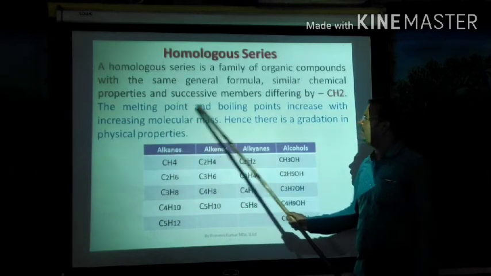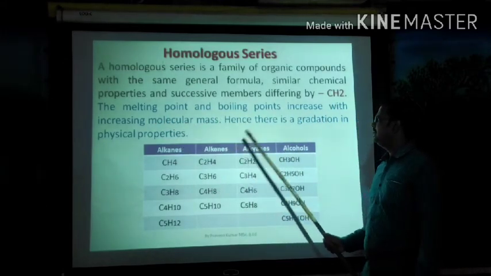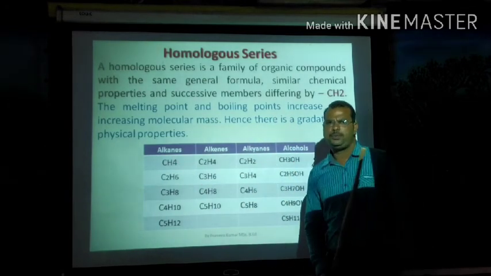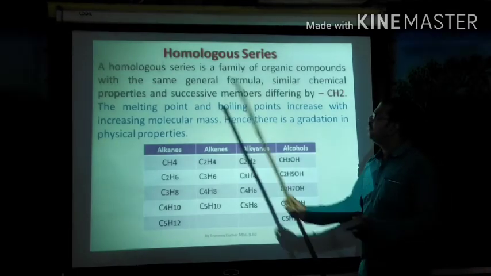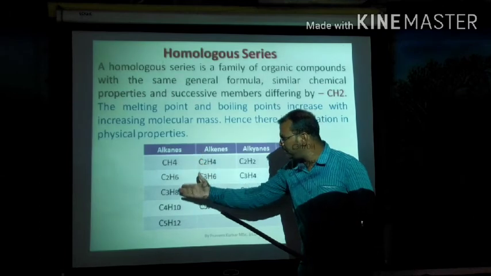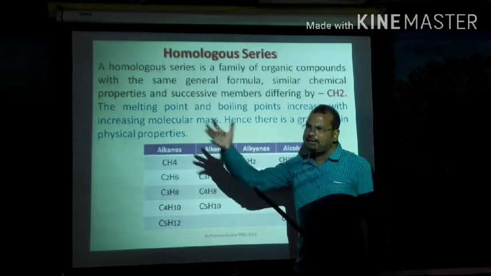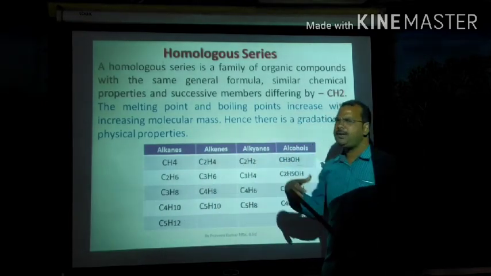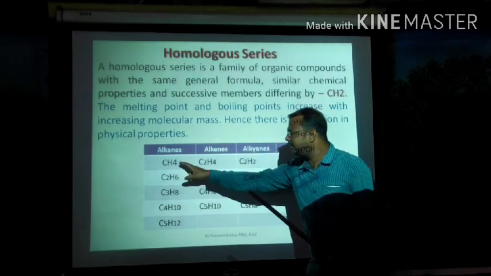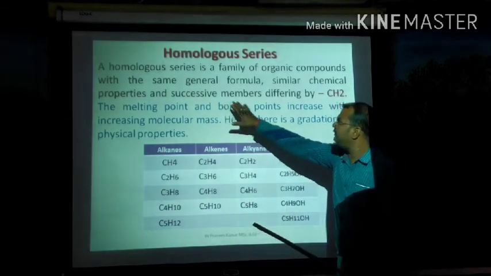The melting point and boiling points increase with increasing molecular mass. Hence, there is a gradation in physical properties. What does it mean? Homologous series is a family of organic compounds. Here are alkanes, 1, 2, 3, 4, 5, 6, there are 10 I have given. All these are a family of organic compounds having similar chemical properties, but the successive members differ by CH2.